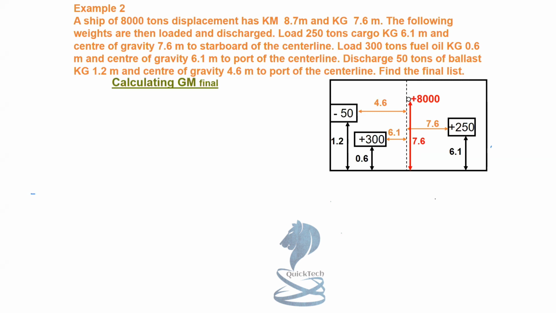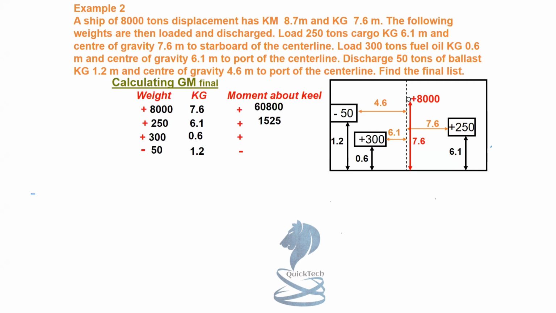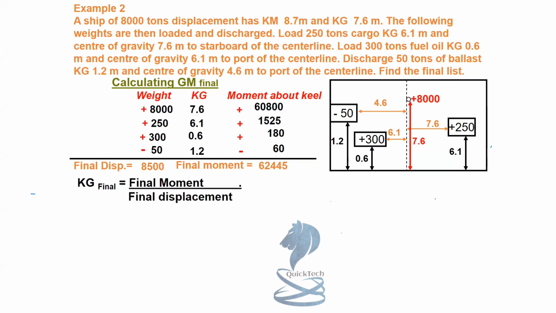So now, calculating the GM final, we go about by making three columns: weight, KG, and moment about the keel, putting the values 8000 tons at KG 7.6, 250 tons at KG 6.1, 300 tons at KG 0.6, and 50 tons ballast at KG 1.2. Plus sign for the initial displacement or the weights added, minus for the weights subtracted. Thereby final displacement is 8500 tons and final moment 62445.